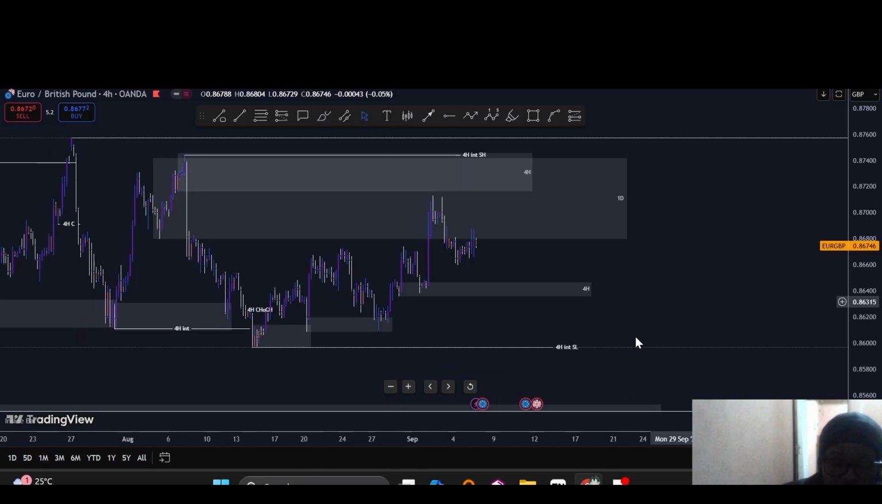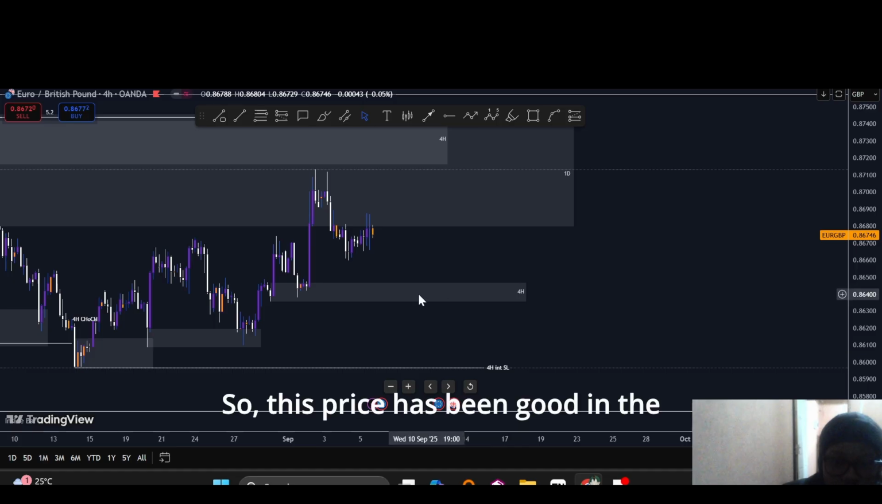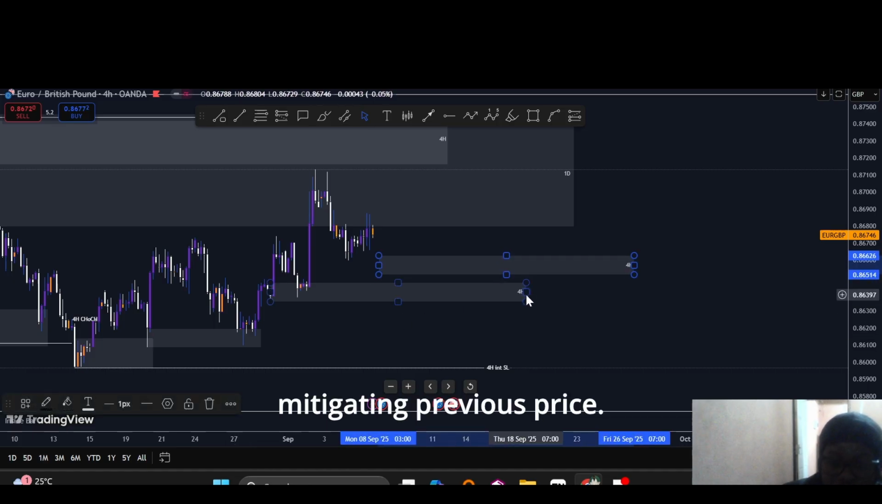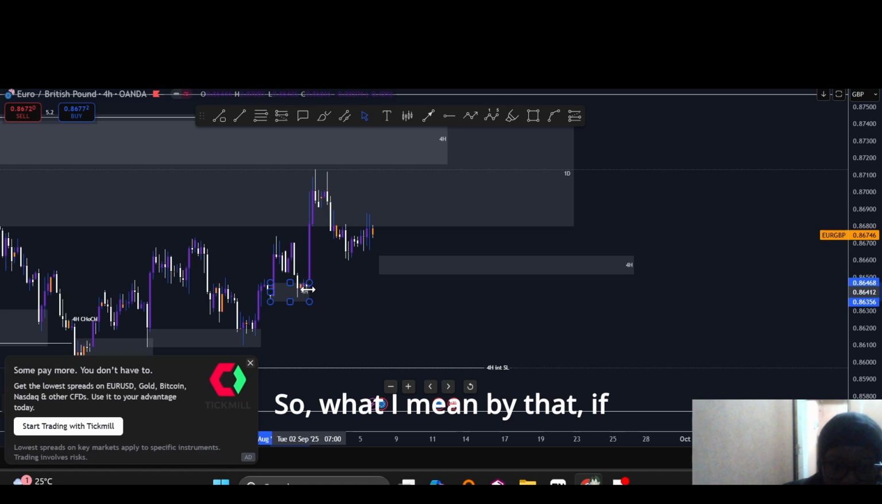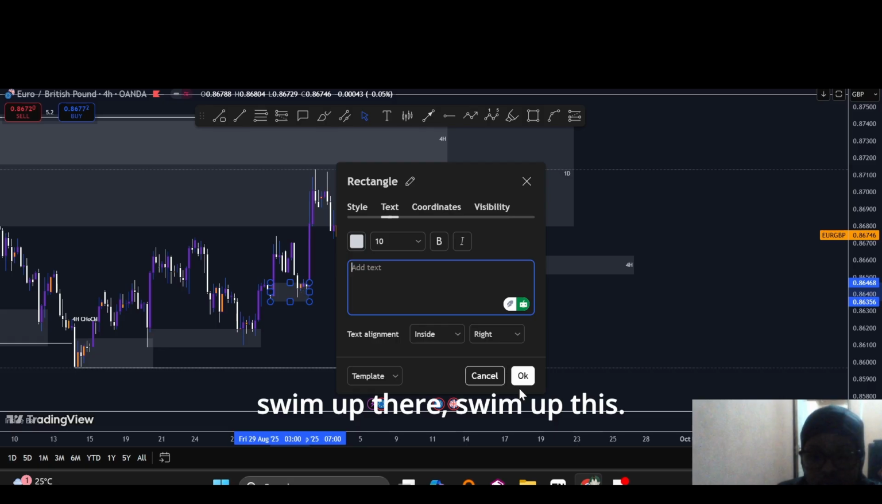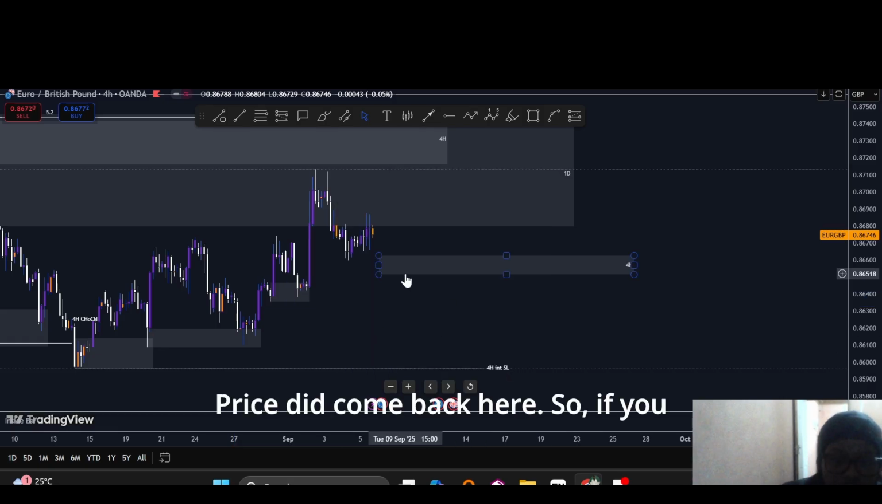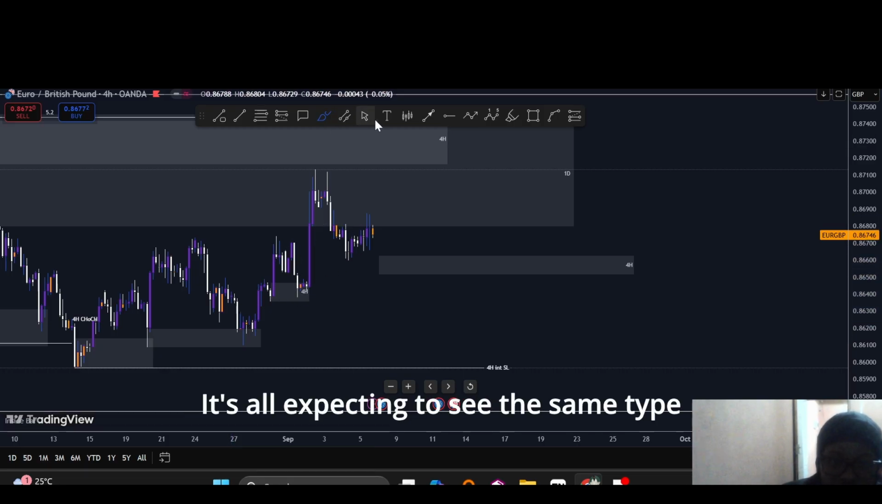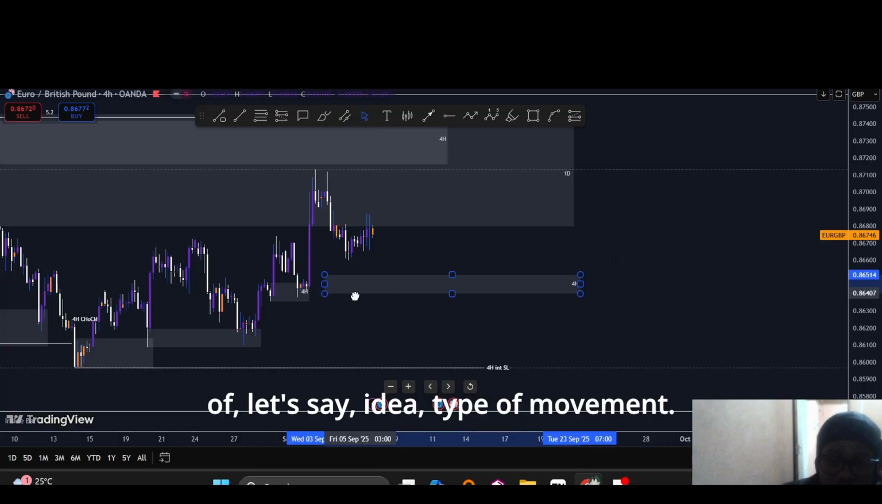But with that, let's follow price. So this price has been good in the sense that it's been mitigating previous price. What I mean by that, if you notice here, let's remove this, let's remove that. Price did come back here. So if you notice, price is going up and has been coming to these previous prices. So expecting to see the same type of movement.